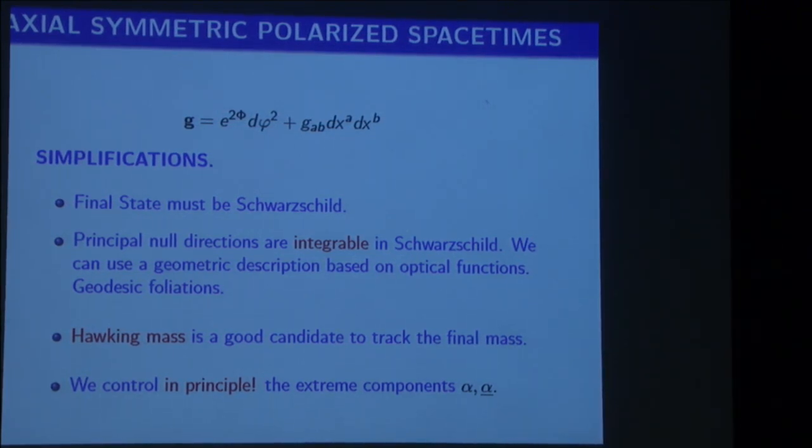Second, principal null directions are integrable in Schwarzschild. Therefore, we can deal with a geometric setting which is similar to the one of the stability of Minkowski space, which I'll discuss. In particular, a geometric description is based on an optical function. If you remember, we said yesterday that one of the important ingredients in the stability of the Minkowski space was the construction of a function u, which was a solution of this equation, g^{ab} ∂_a u ∂_b u = 0. This is the eikonal equation.